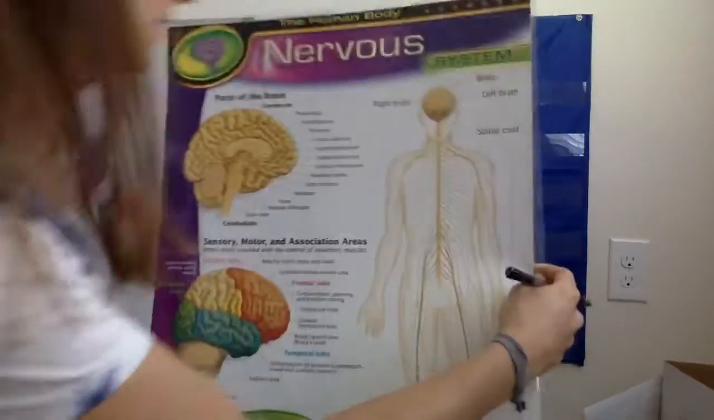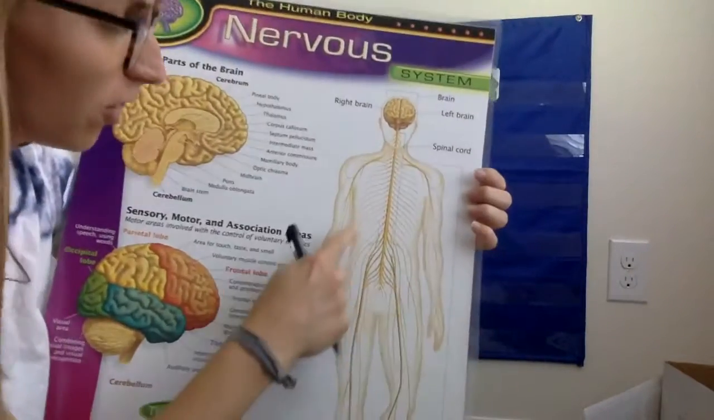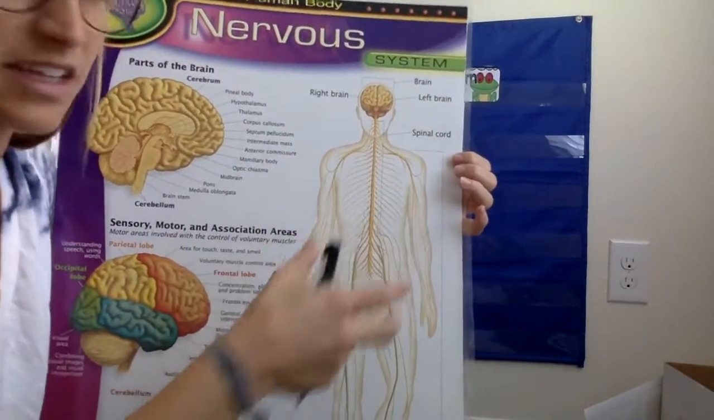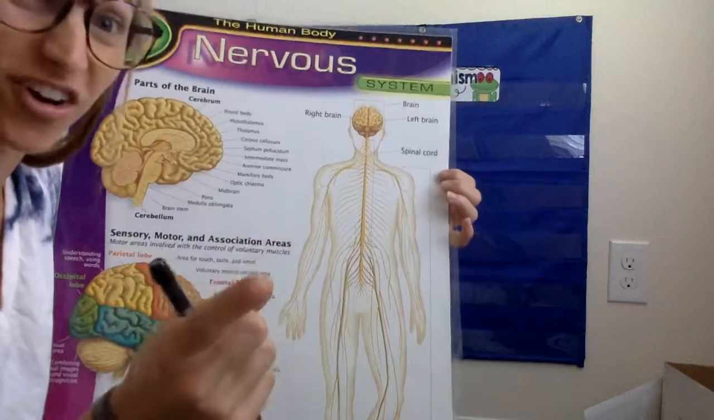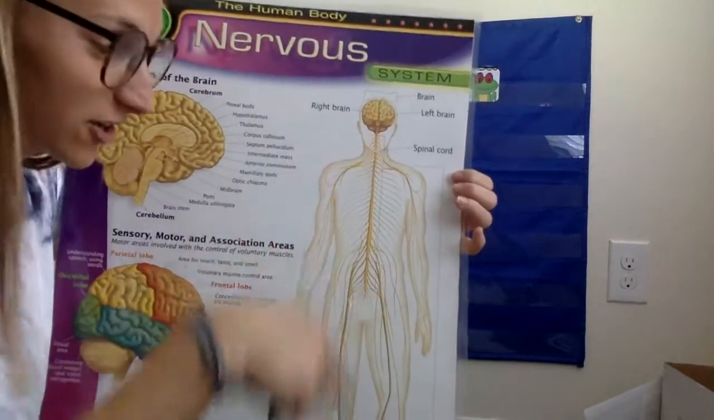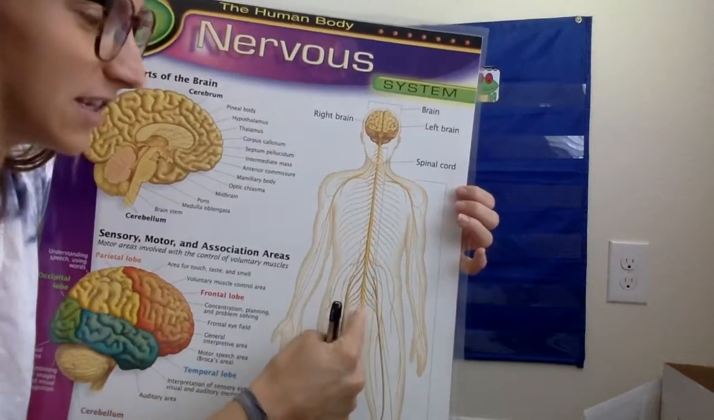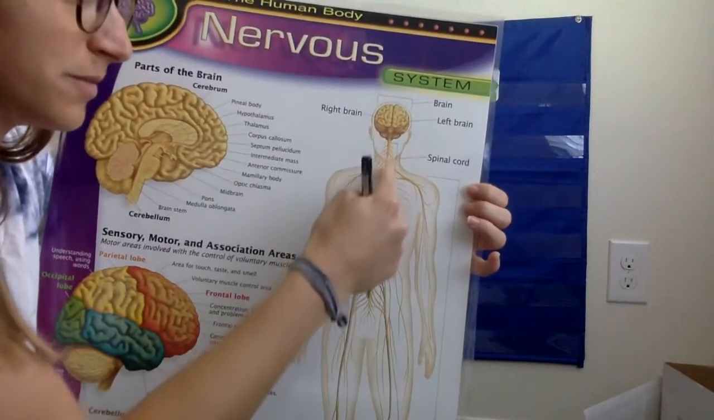Okay, we're in business. Now all these stringy little lines that are going all throughout your body, those are what? Nerves. You got a lot of nerve to go throughout our bodies like that. But all those nerves are connected to our spinal cord.